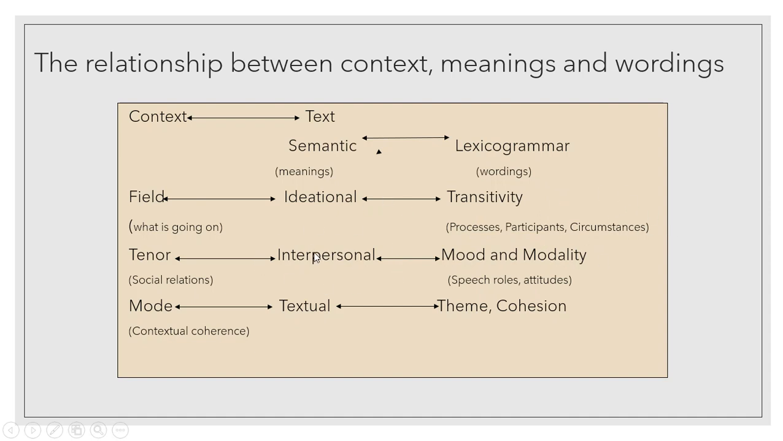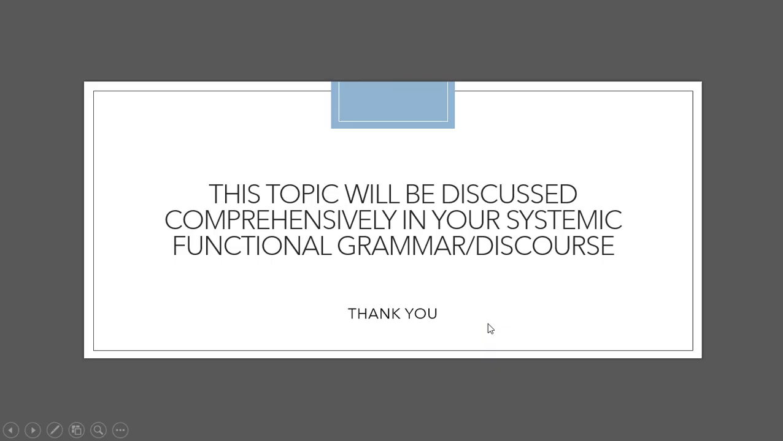The interpersonal meaning is closely related to tenor, social relations, and how to embody this. It deals with mood and modality. You are going to identify speech functions, speech roles, and attitudes. And then the third meaning, in order to understand the text, it deals with the mode, the contextual coherence in spoken and written form. How to identify those? You are going to identify from the theme and cohesion. However, you are going to learn more about transitivity, mood, modality, theme and cohesion in the functional grammar course or discourse subject.